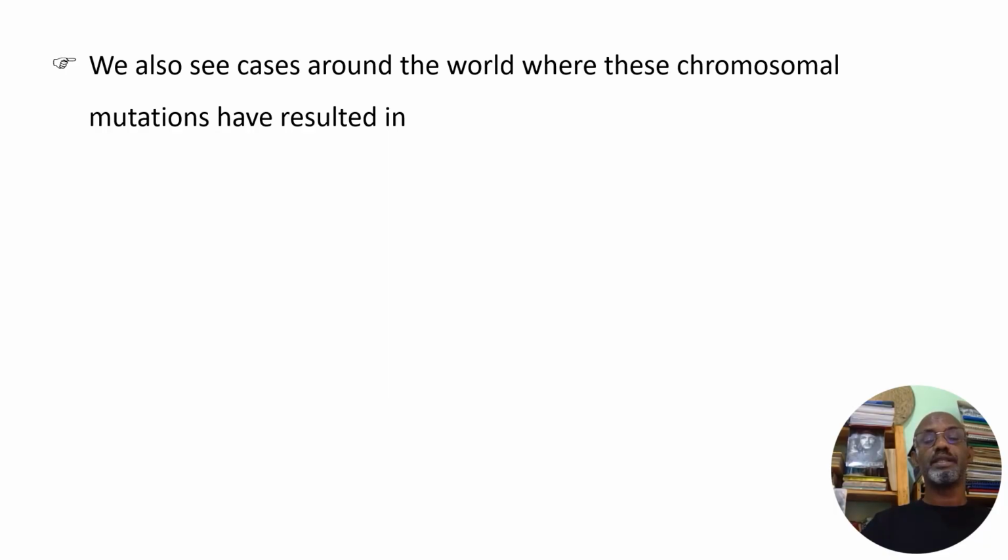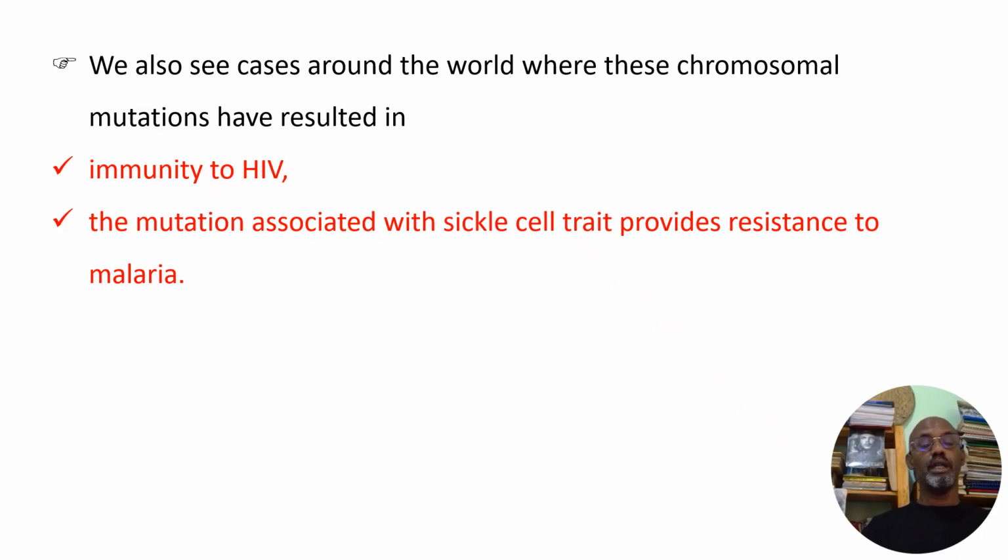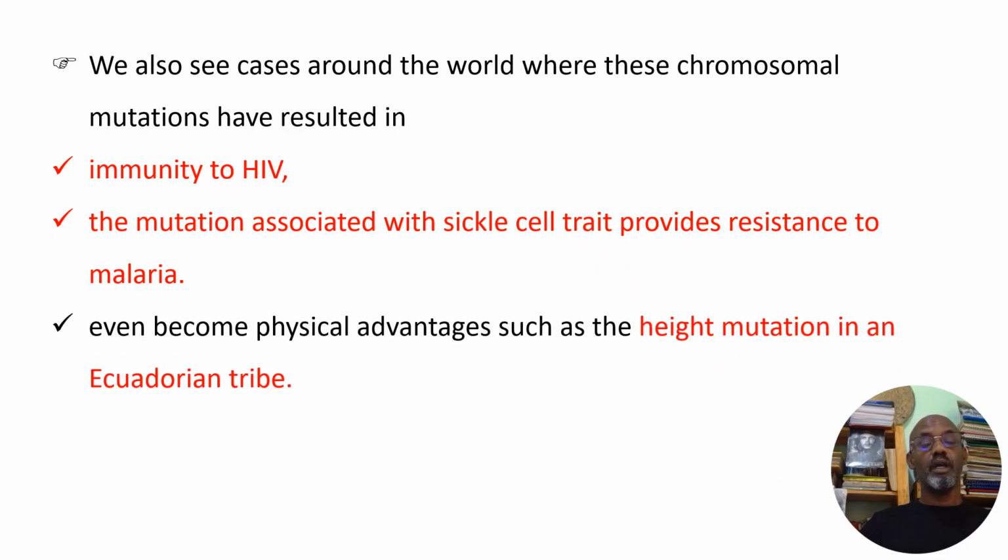We also see cases around the world where these chromosomal mutations have resulted in immunity to HIV. There are some individuals who have developed immunity because of mutation, and the mutation associated with sickle cell trait provides resistance to malaria. This is the case in sub-Saharan Africa, where there is a big problem with malaria. Those heterozygous, those which have one allele for sickle cell, are selected. This is mutation selected to survive. It created survival advantage for those heterozygous individuals.